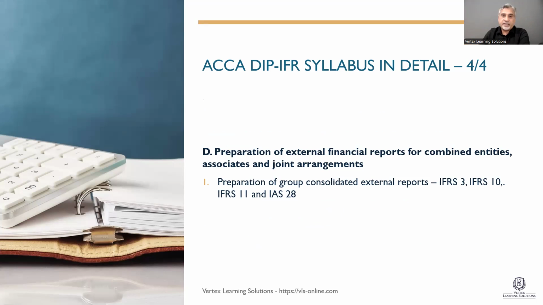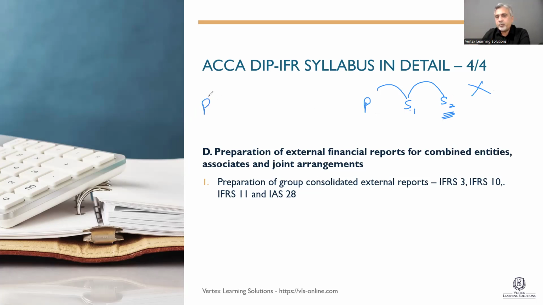Sub-subsidiaries are not included. What is a sub-subsidiary? A parent buys a subsidiary, and then that subsidiary buys another subsidiary, S1, S2. This is called a sub-subsidiary. It is also part of the group, but it was not purchased by the parent directly. It was purchased by S1, and S1 was purchased by the parent. This is not included. This is called a sub-subsidiary.